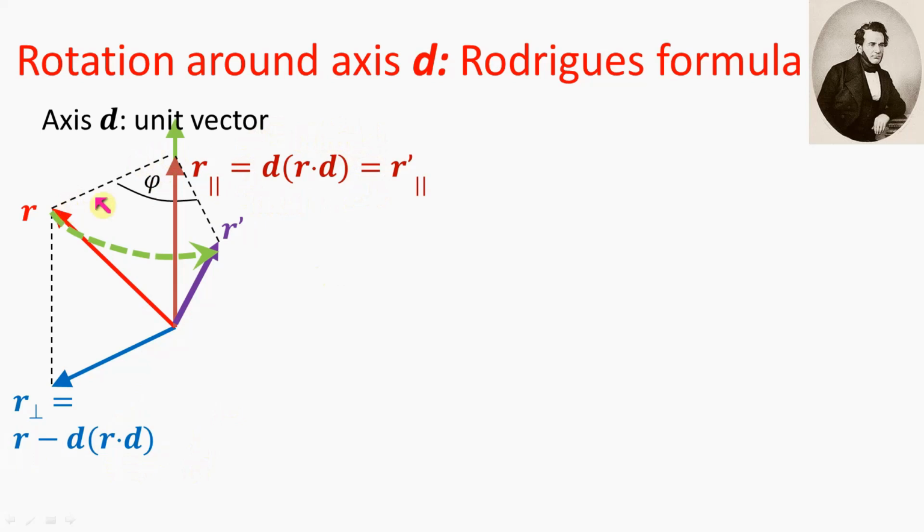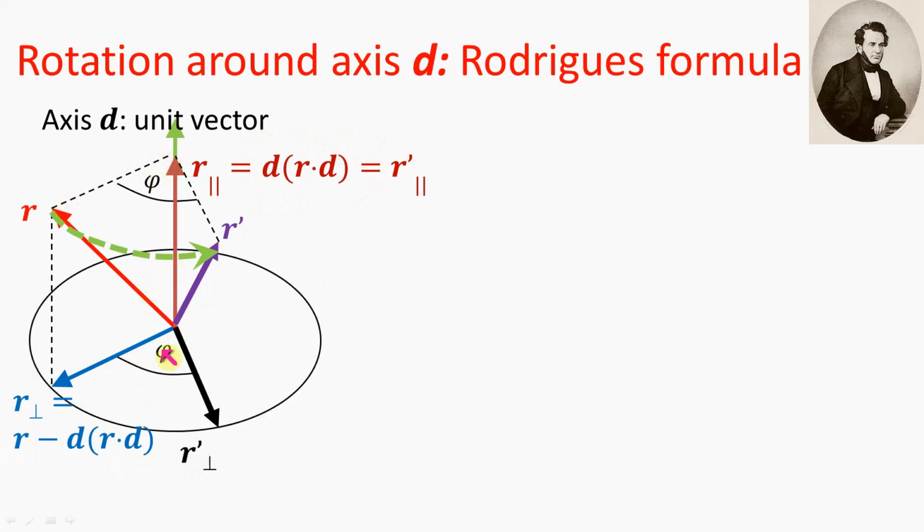When the vector is rotated around axis D, this perpendicular component will stay in the plane that is perpendicular to the axis, and its transformed or rotated version will have angle phi with the original perpendicular. So we need a formula that expresses the rotated version of R perpendicular, and this rotated version is denoted by R perpendicular prime.